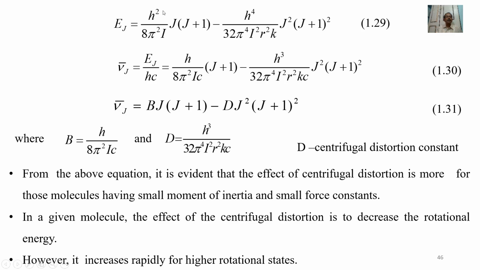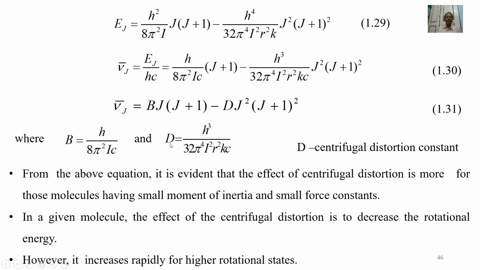So now changing into wave number, we will have to divide by hc. So we divide by hc on the right hand side, and the left hand side also should be divided by hc. So we have this term, equation 1.30, and we know that B equals h divided by 8 pi squared Ic. So this term can be replaced by B, and instead of this term we are going to substitute D.